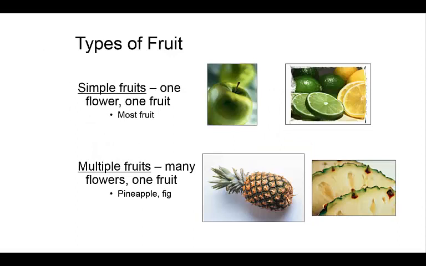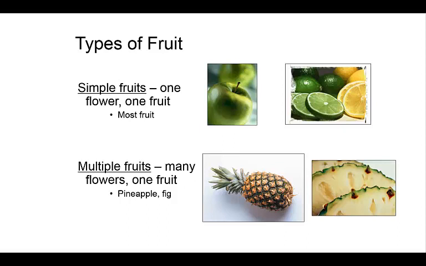There are quite a few different types of fruit based on how the fruit is arranged or derived. And there's simple fruits where there's one flower and one fruit, and this includes most fruit. It doesn't necessarily mean there'll only be one seed in there. There can still be many seeds, but there's one flower and one fruit. So apples and oranges and lemons and those kinds of plants.